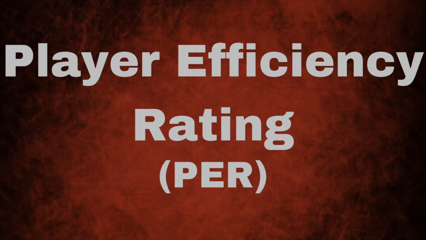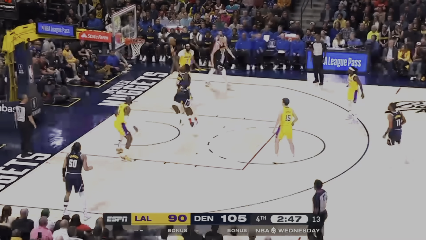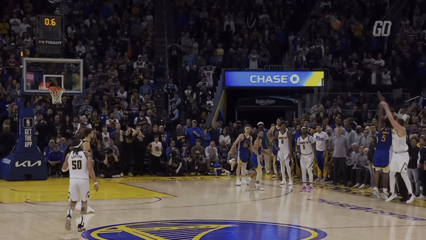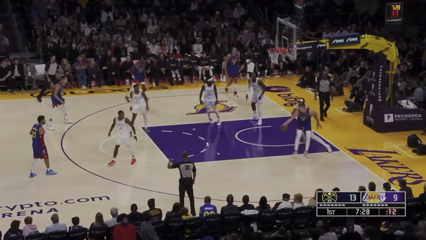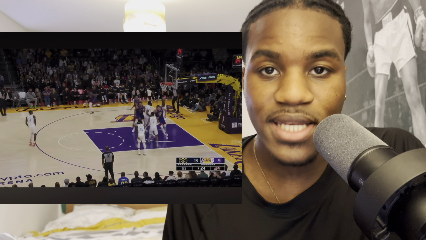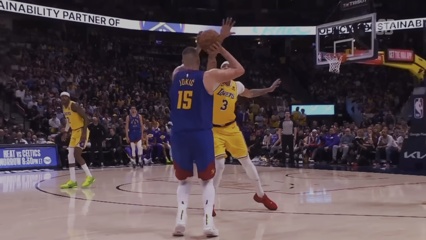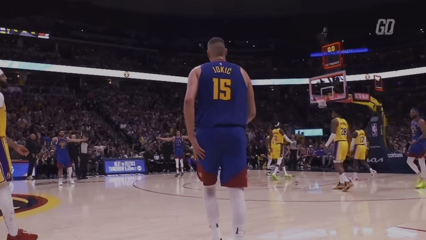The player efficiency rating. This takes into account all the regular stats such as assists, points, rebounds, and the negative stats also, then uses a calculation to sum up your efficiency all into one number. Anyway, I'm sure you can already guess who the PER GOAT is. Nikola Jokic. And if you couldn't guess that, well, unfortunate. But it should tell you how good of a player Nikola Jokic actually is.